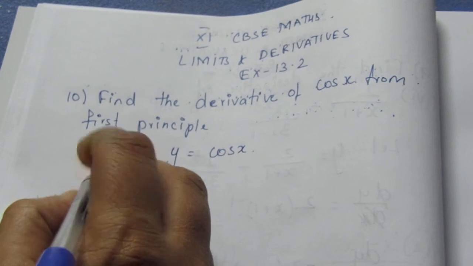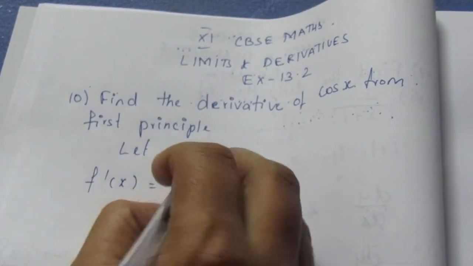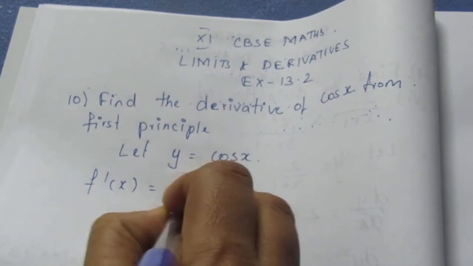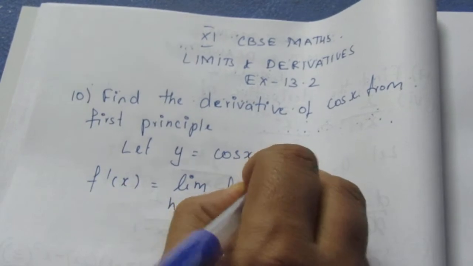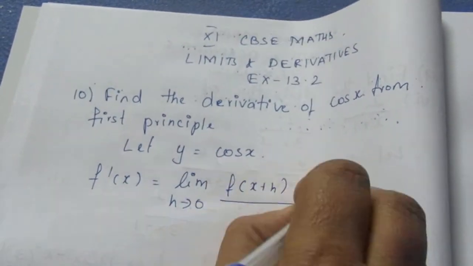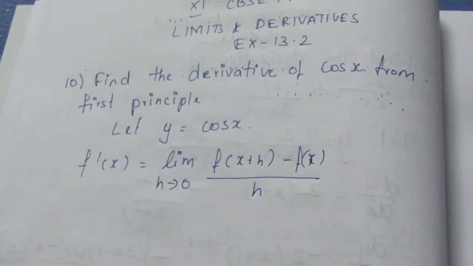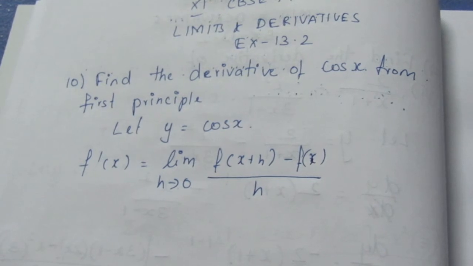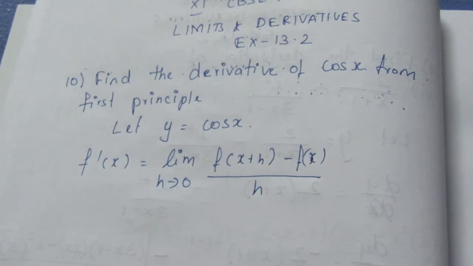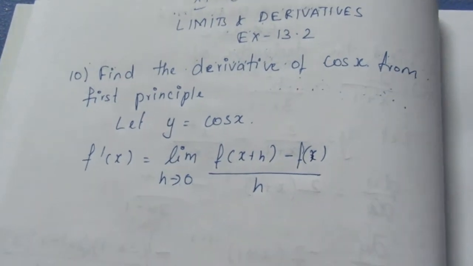Now the first principle formula is f dash x or dy by dx, whatever it is, equal to limit h tends to 0 of f of x plus h minus f of x by h. You can't substitute h equal to 0 immediately because the denominator should not be 0. Unless there is no h in the denominator, you can't substitute the limit value. Till then, don't substitute the limit value for this first principle.